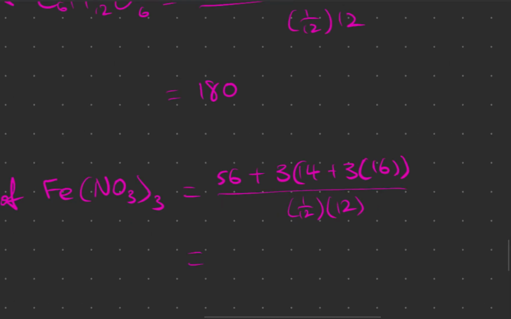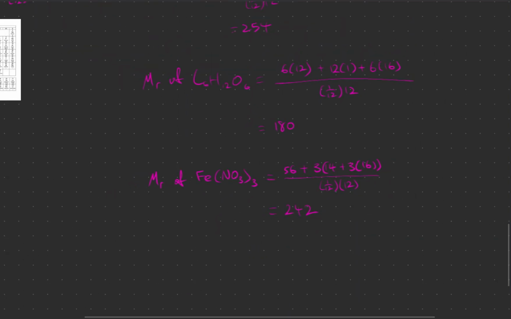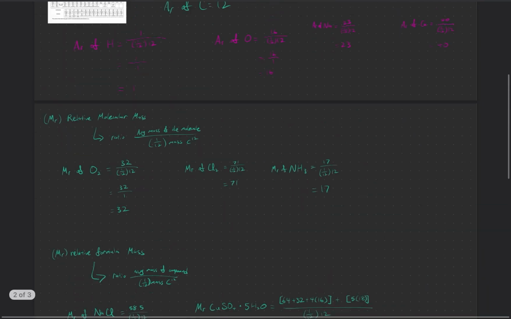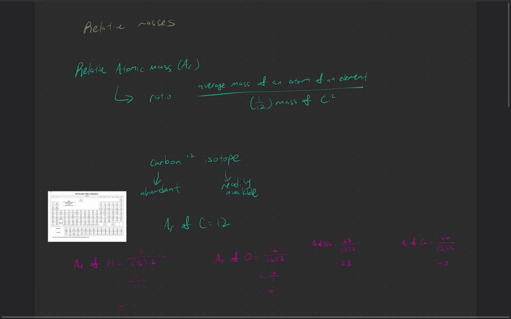And that'll give you 14 plus 3 times 16 is 62. 62 times 3 is 186. So 186 plus 56 will give you 242. So that is the MR of ferric nitrate. So that does it for today. I hope you understand how we calculate the relative masses of elements now.